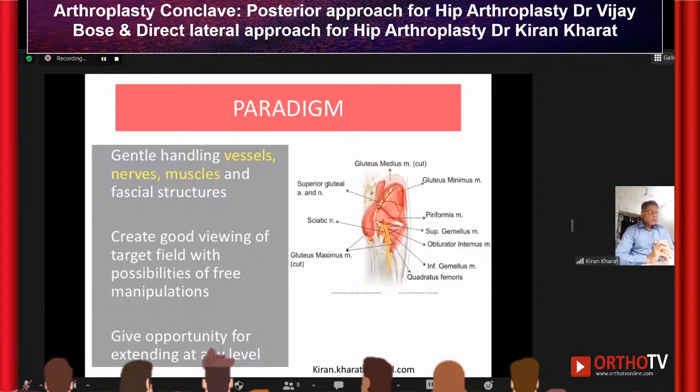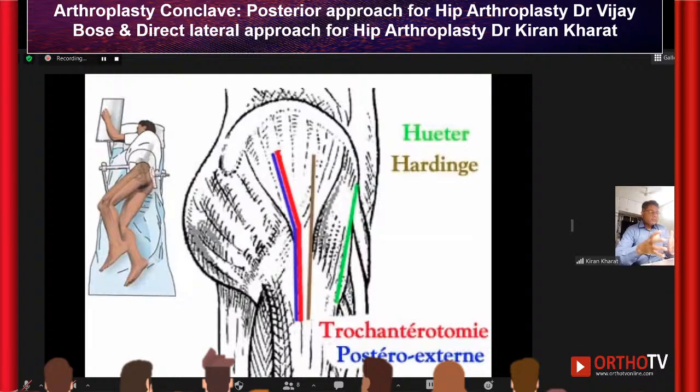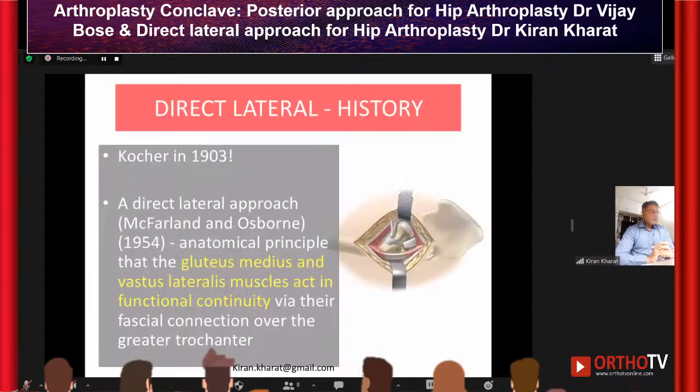It is called reduced soft tissue trauma surgery. You have to create a good view of the operative field, and you should be able to maneuver the hip in such a way that there is no obstruction at any given time. And one should be able to extend the approach if there is tightness during the procedure. So the hard hinge approach is very, very popular.